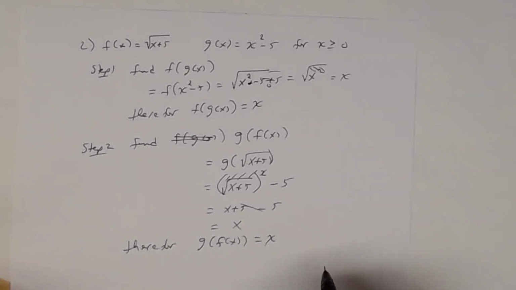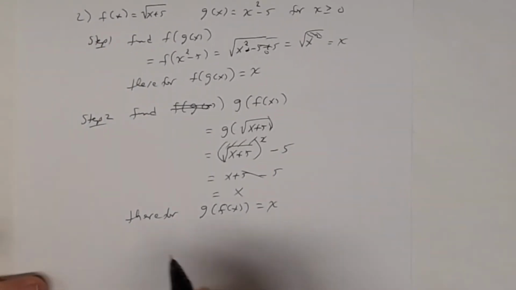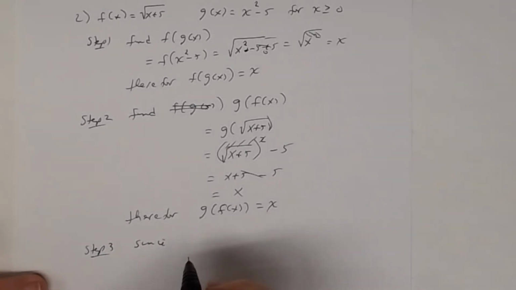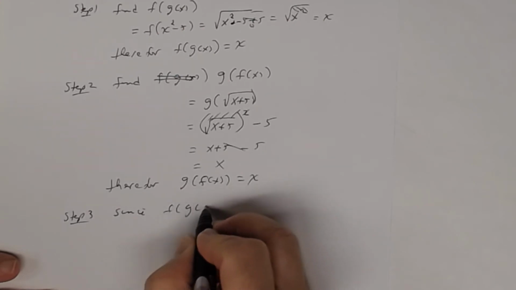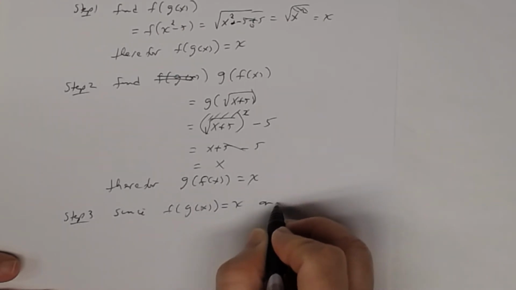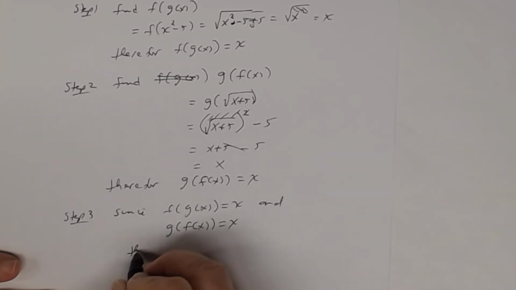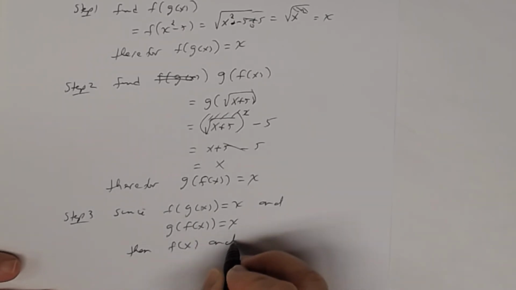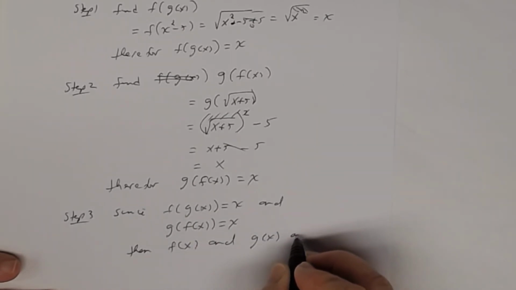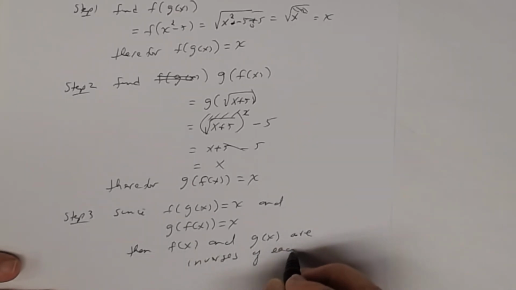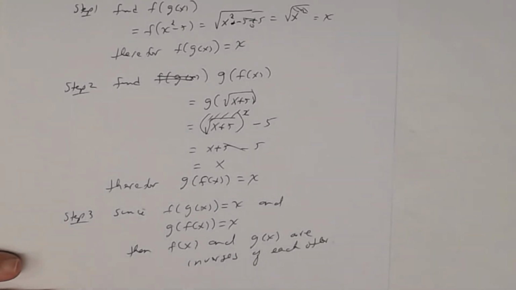All right, so what does that mean? You found this, you found this. What does that mean? So that's your explanation also. In step 3, you got to say since f of g of x is equal to x and g of f of x is equal to x, then this means then f of x and g of x are inverses of each other. That's what that means, inverses of each other. All right, so that was number 2.